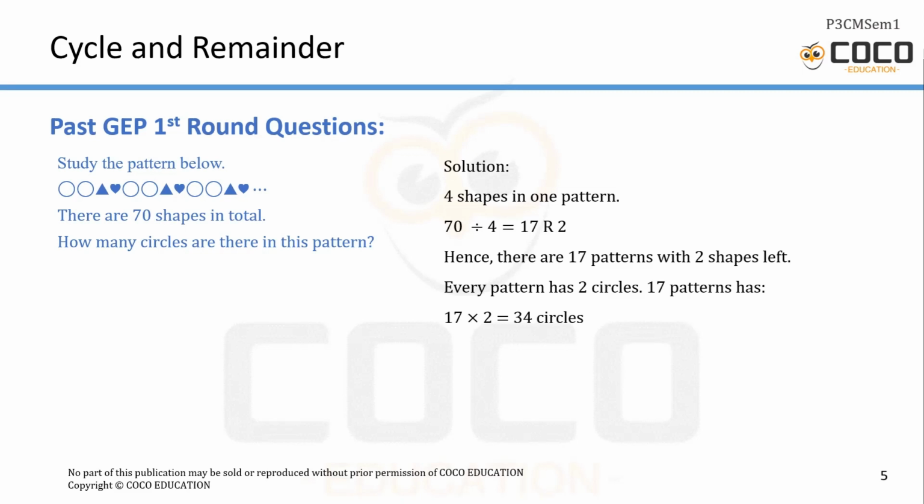After you finish 17 patterns, you will start with a new pattern. You cannot just start anyhow. You must still follow this pattern. So when you follow this pattern, you always start with 2 circles first. So that remainder 2 are all circles. Okay, so before we had 34 circles, now we have another 2. So in total we have 36 circles. Done. So the answer is 36.